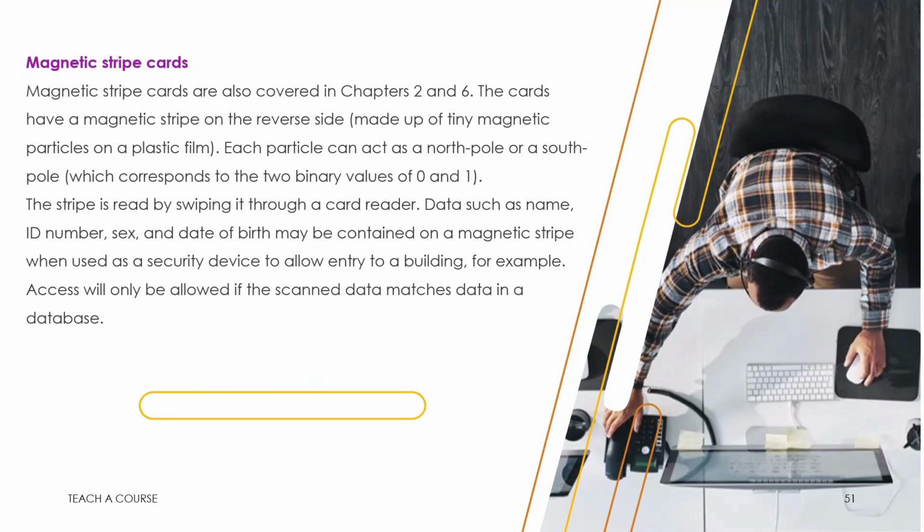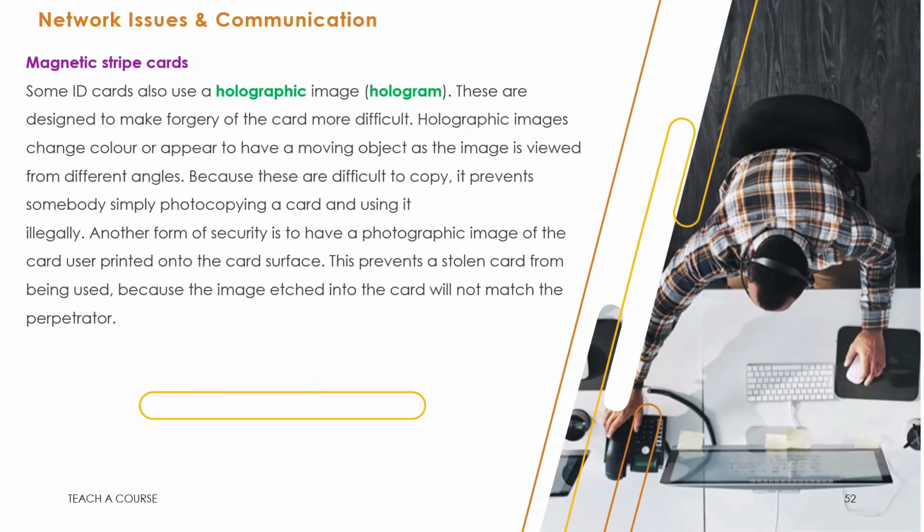The strip is read by swiping it through a card reader. Data such as name, ID number, sex, and date of birth may be contained on a magnetic strip. When used as a security device to allow entry to a building, for example, access will only be allowed if the scanned data matches the data in a database.